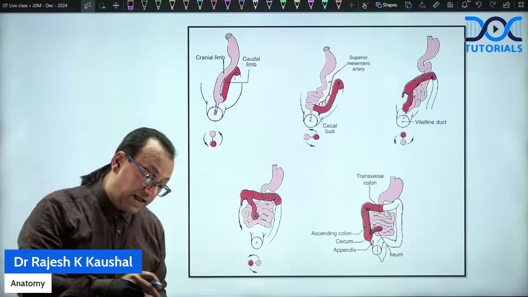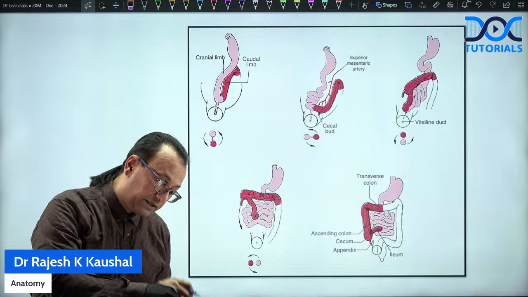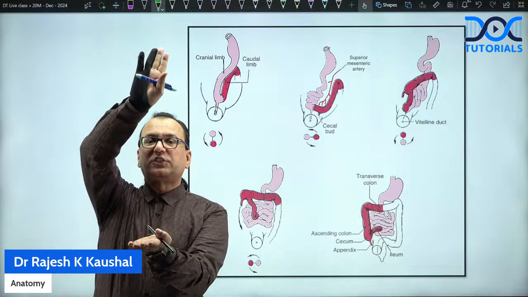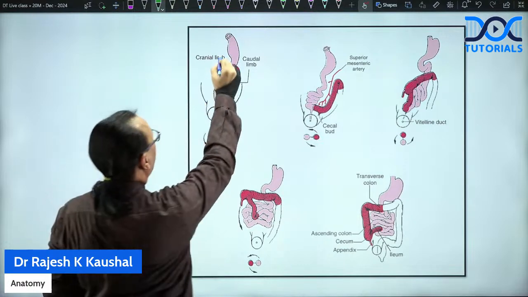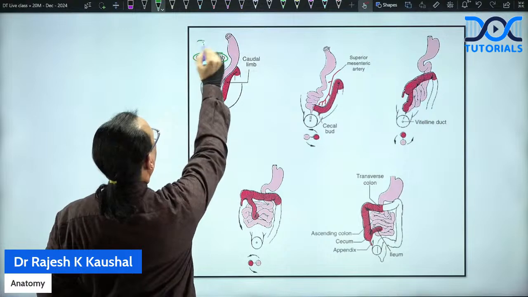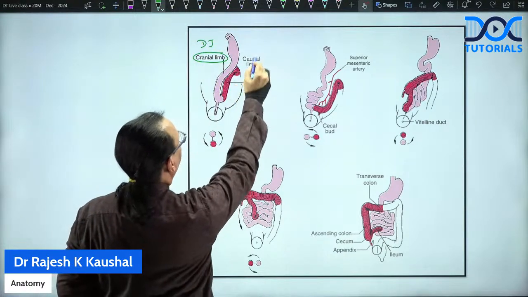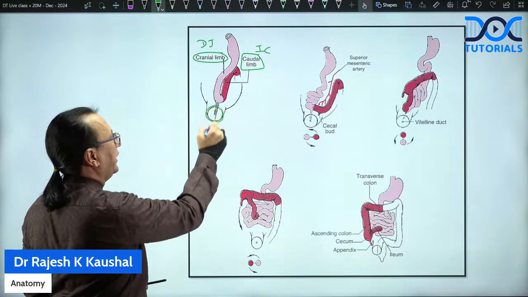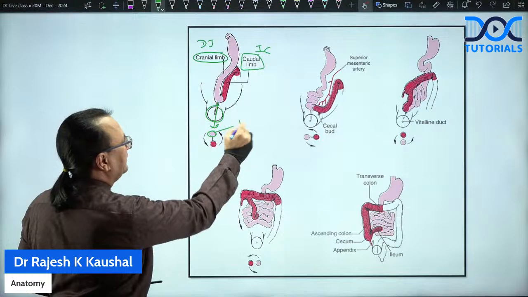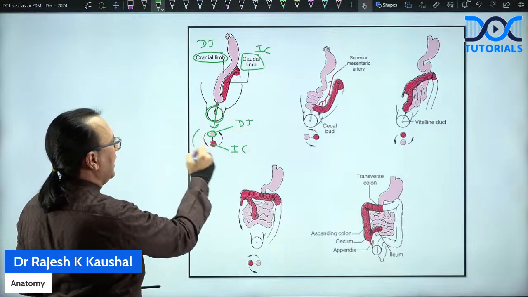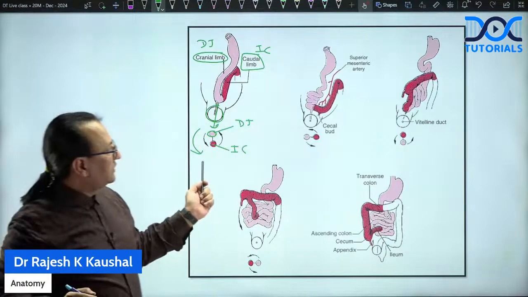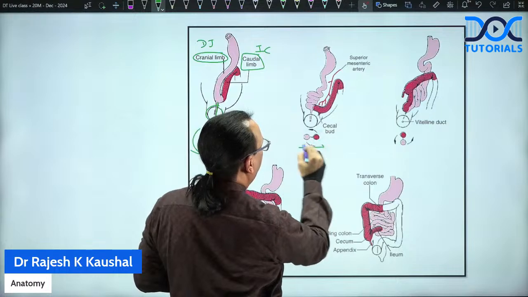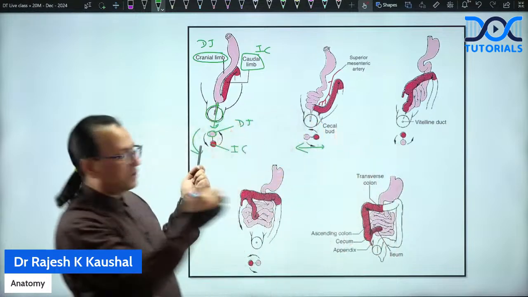So as you see, I will not go into much detail here, but as you can see for yourself, we were talking about DJ and IC, duodenal junction, ileocecal junction. So proximal limb, cranial limb is the DJ, duodenal junction, and distal limb is the IC, ileocecal junction. And this is where the artery will pull it outside. See, this is the DJ, and that is the IC. They are rotating as the angle is showing. So first rotation is shown here. This is the 90 degree, and then it has come out, now it is going back.